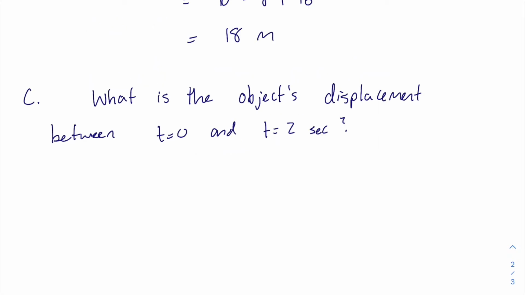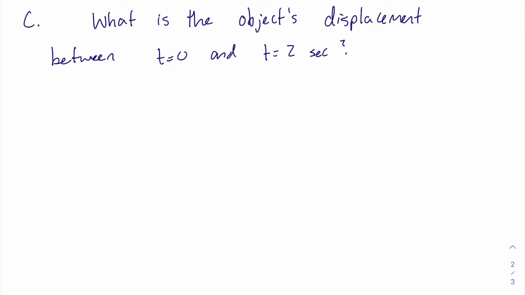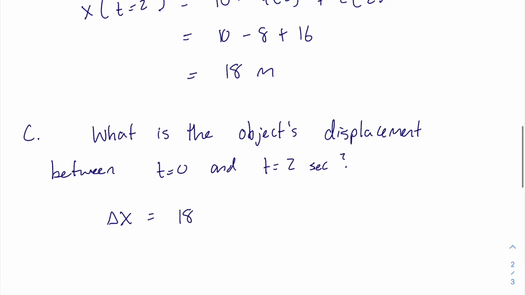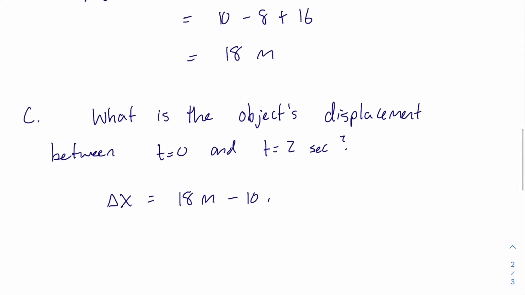Part C, we want to know the object's displacement between t equals 0 and t equals 2 seconds. Displacement is the difference in position. In parts A and B, we found the position at t equals 2 and t equals 0. So the displacement, delta x, is just the difference in those two positions. That's going to be 18 meters minus 10 meters, and so we get a displacement of 8 meters.